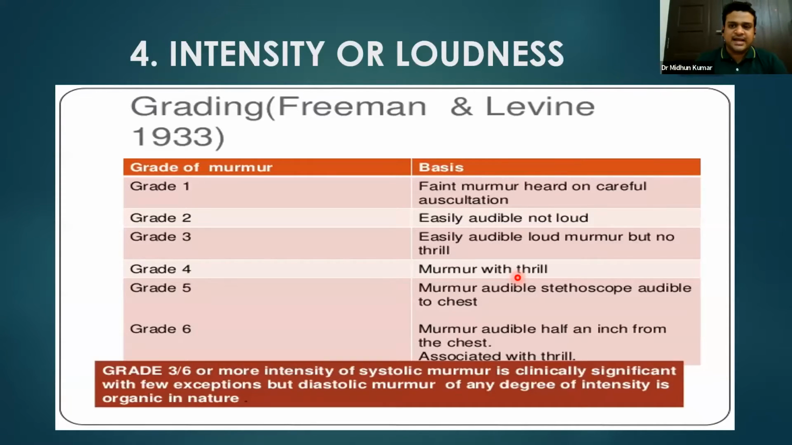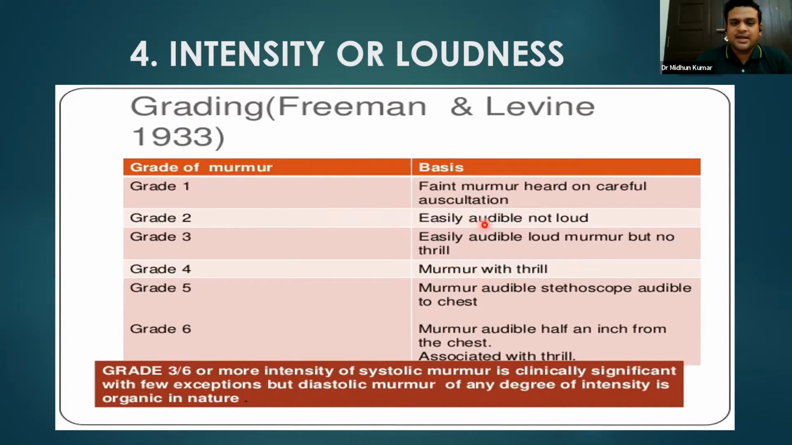So coming to the intensity or grading, this is very important because most innocent murmurs, or what we call physiological murmurs, will not be heard louder than grade 3. So if any systolic murmur is beyond grade 3, it means that there is something pathological. A physiological murmur can be a maximum of grade 2; it can never be beyond grade 3. So whenever you say that the murmur grade is 3/6, it means that it is not physiological, it is pathological. So how do we classify?